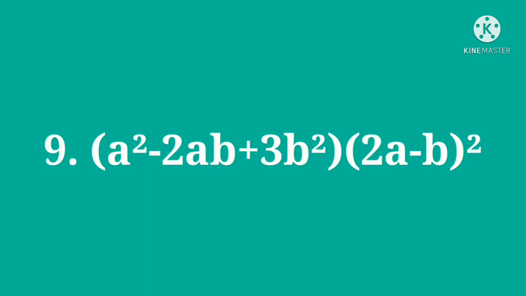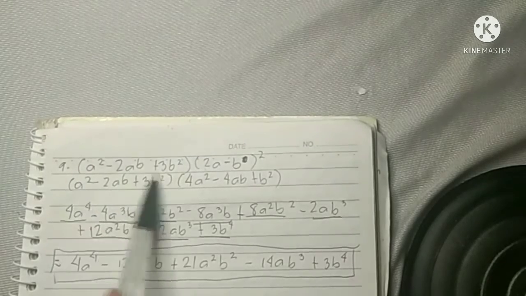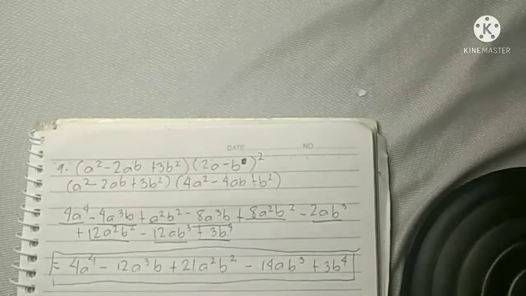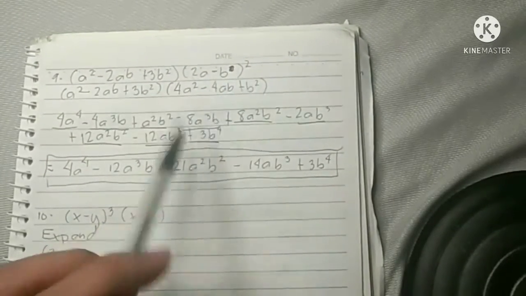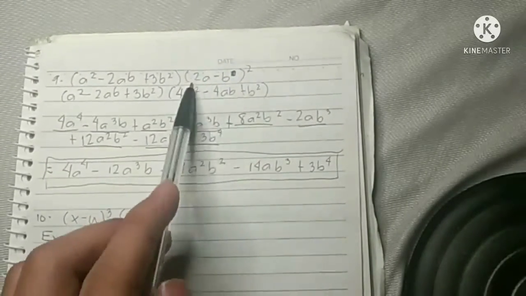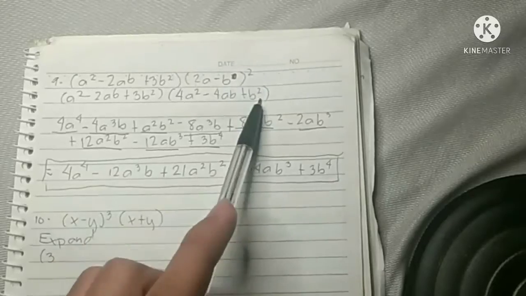For number 9, we have the quantity a squared minus 2ab plus 3b squared and the quantity 2a minus b squared. So now to solve, first we need to expand the quantity 2a minus b squared, and we will get 4a squared minus 4ab plus b squared.